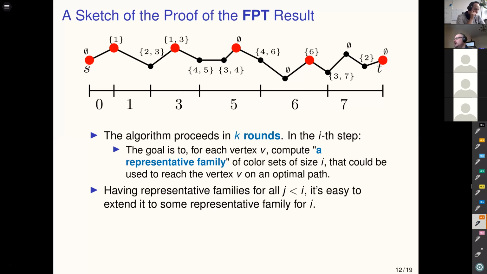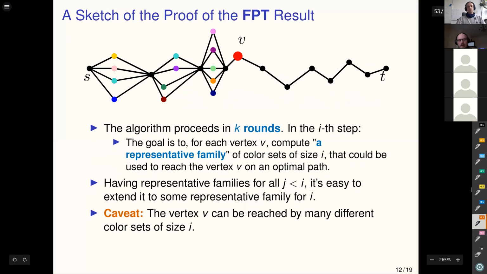But the problem is that there can be a lot of color sets to reach some vertex, which means that we cannot keep all of those that we discovered this way, and we need to somehow reduce their number. So what is the bad situation? The path from S to V can look like a path of diamonds, and in each diamond we can pick a different vertex to go through, and this picks a different color, which means that it should be easily seen that this can become exponential. So the number of possible color sets that we can reach from S to V can be exponential.